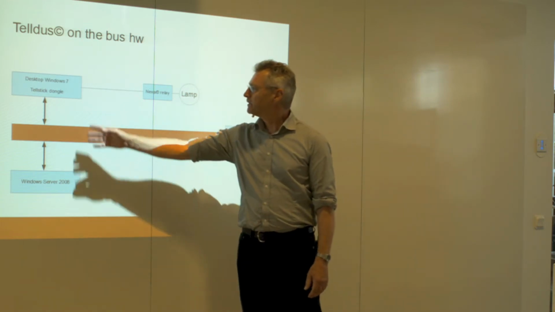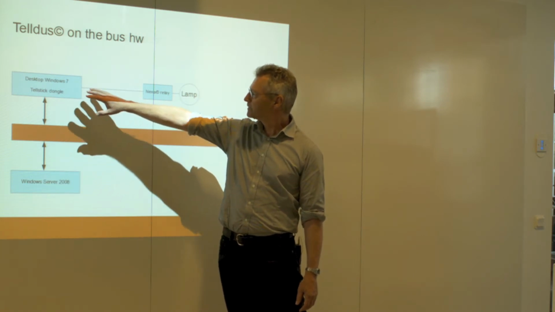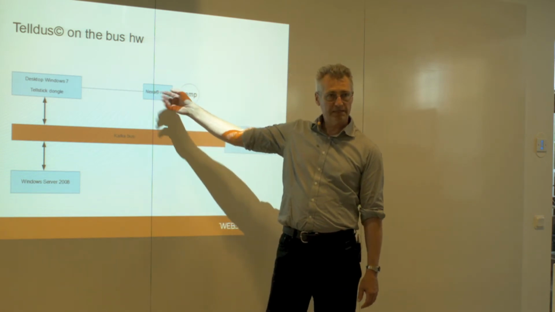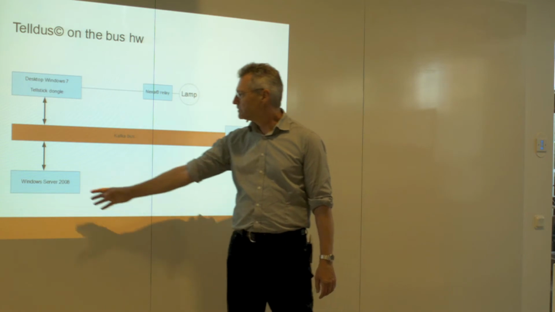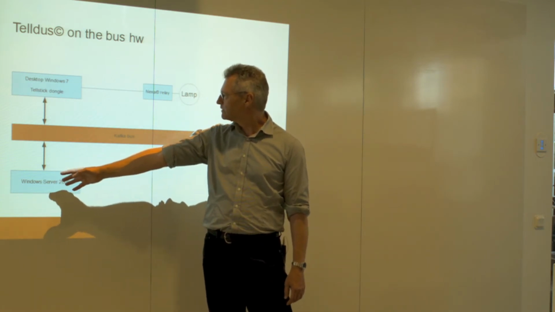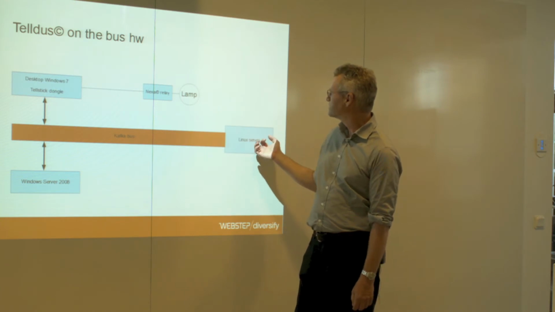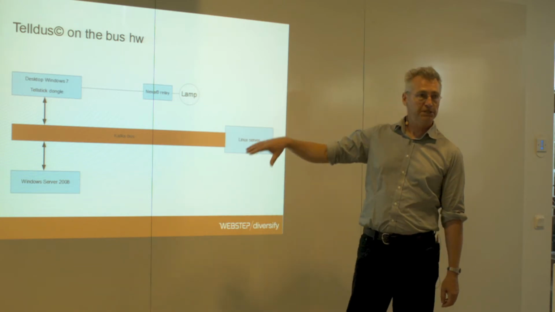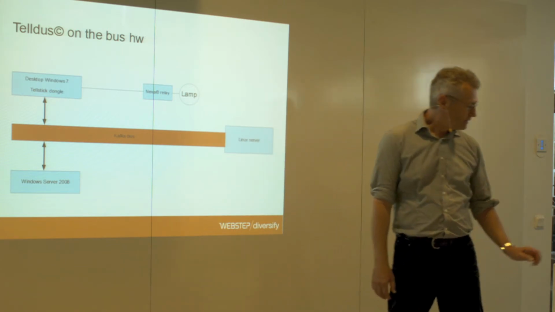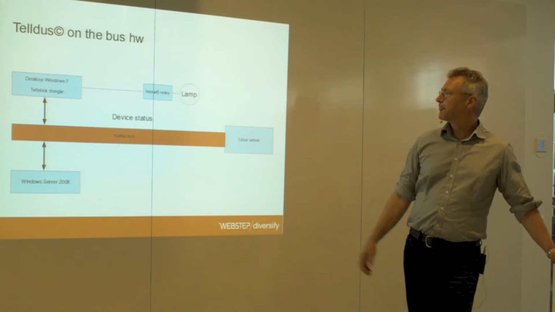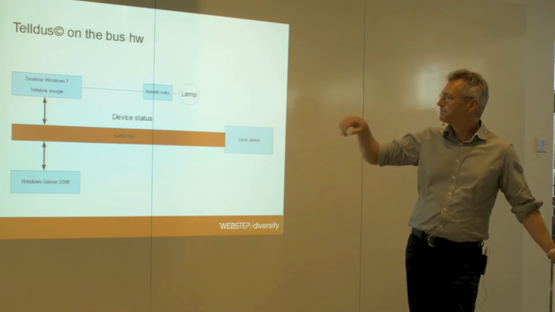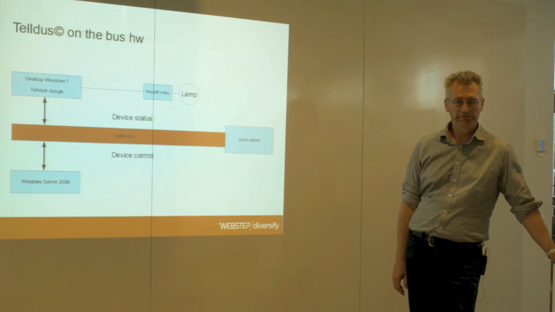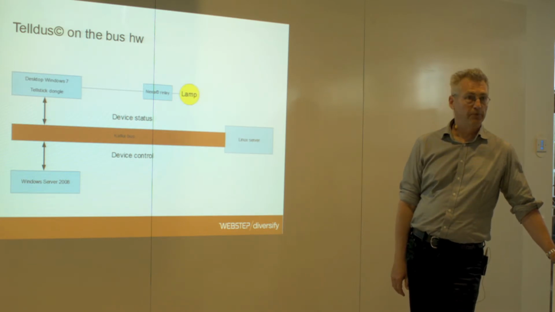So here on my desktop, I'm running Windows 7, and there's this Telstick dongle. That's the one to communicate with the Nexa relays. I have a Windows server also connected to the bus, and I have the Linux server that's running the actual Kafka services. So I can mix machines as well on the bus. I'm reading device status from the Telstick dongle and putting it on the bus. I get device control back from my services. Then the lamp went on.